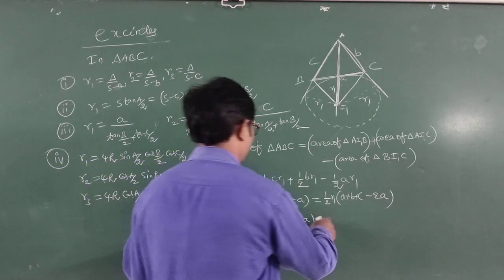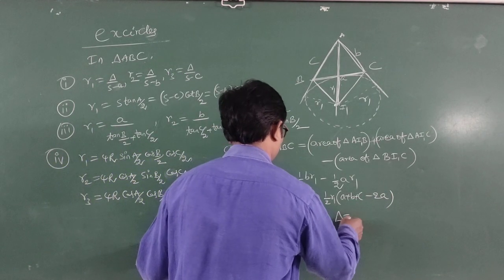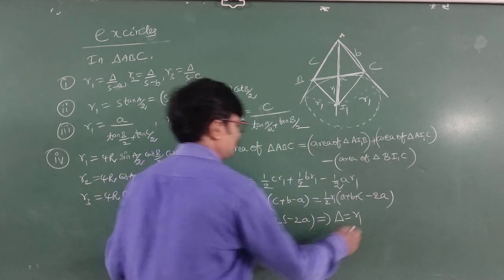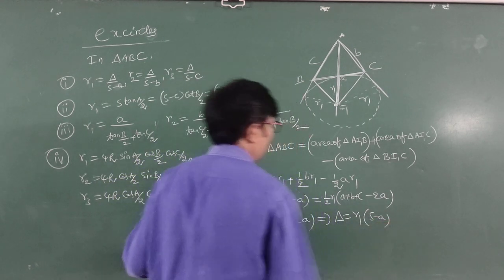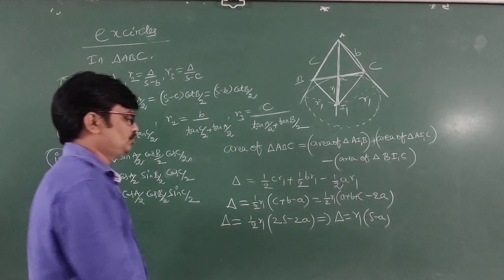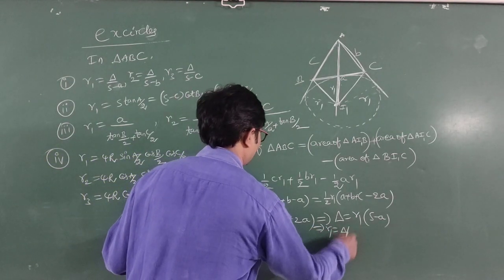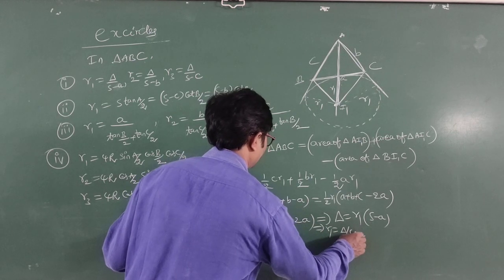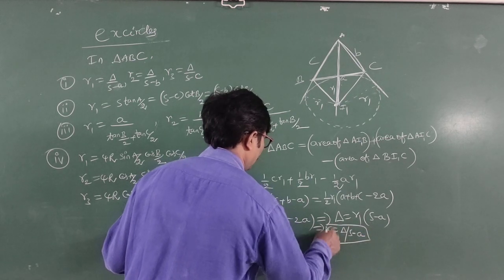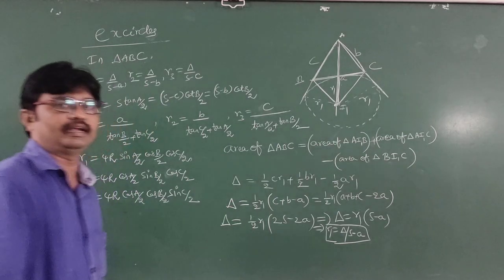Now students, we got here the delta equal to R1 into (S minus A). R1 into (S minus A). Now students, this is what? R1 equal to delta by (S minus A). R1 equal to delta by (S minus A).